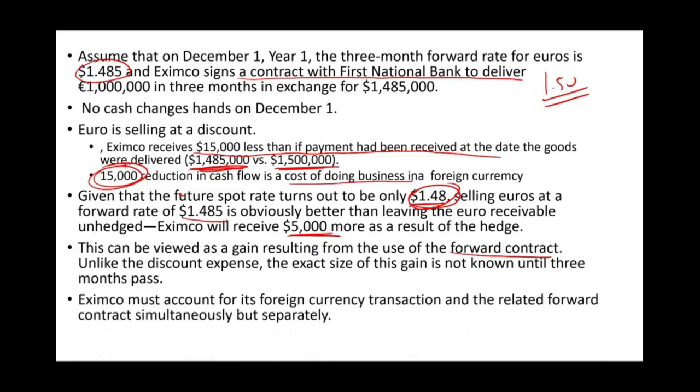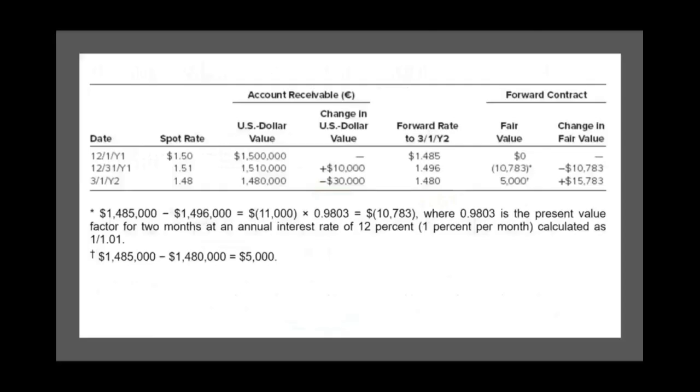So what's going to happen? We must account for the foreign currency transaction and the related forward contract simultaneously but separately. Notice in the entries we're going to be doing now, we're taking care of the receivable and taking care of the forward contract. So we basically have two different instruments, and we have to account for them differently. Now, how do we account for them? Depending on the changes in the foreign currency transaction. So let's go over the information in this table, because we're going to be using it to process the journal entries.